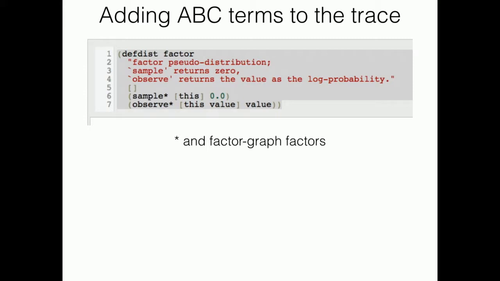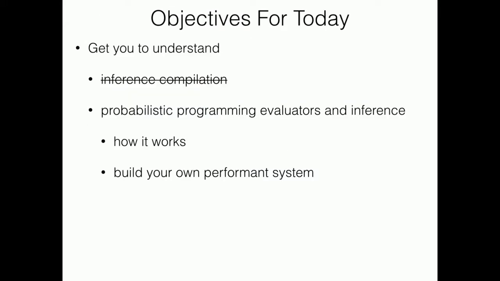This is how you do factor graphs if you want to in Anglican, because you can literally just put the values on the log joint of the trace, and so on and so forth. I've belabored this point too much, but this is how you can put any arbitrary ABC distance you want in the value of the trace. Great. Okay.